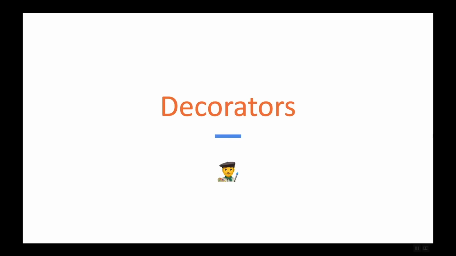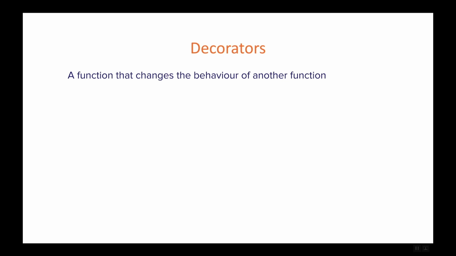All right, so what are decorators? Like we said, decorators are basically functions that can modify the functionality of another function, right? So we can apply a function to a function. Basically they change the behavior of another function, or they may add behavior to a function.